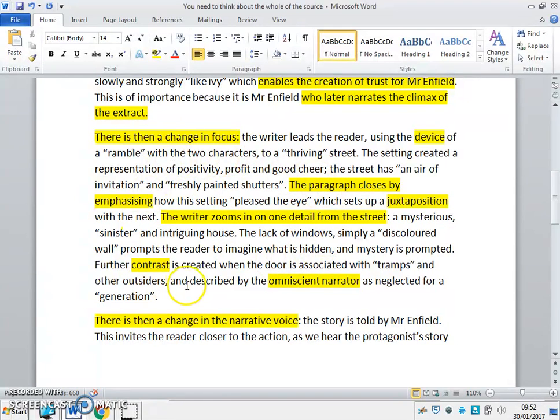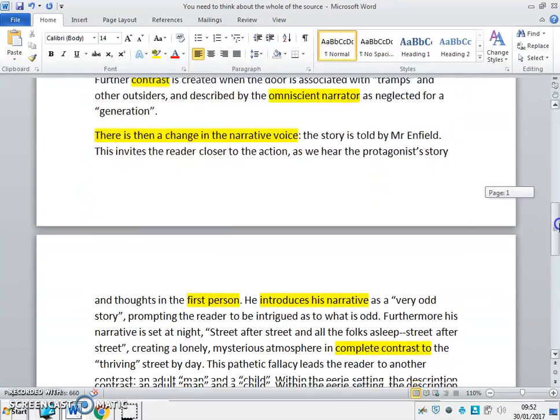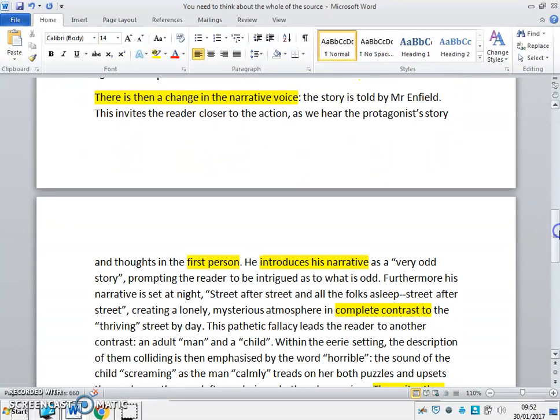But you'll notice that's not all I've written. All of this stuff not highlighted is what it makes the reader think and feel. So you have the technical device and you have what it makes the reader think and feel. Okay, so we haven't got to the end of the extract, because this is the bit the examiner probably really wants you to notice. There is then a change in the narrative voice.